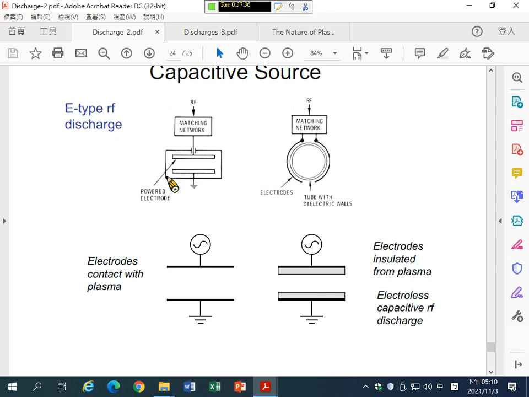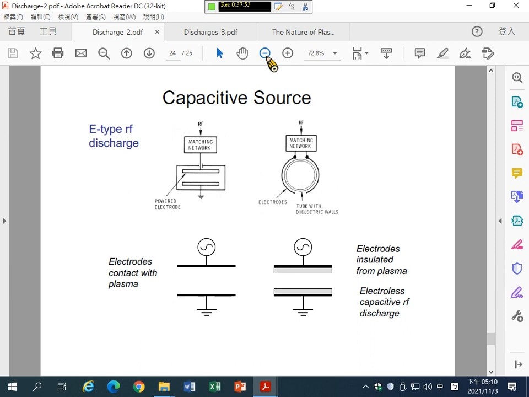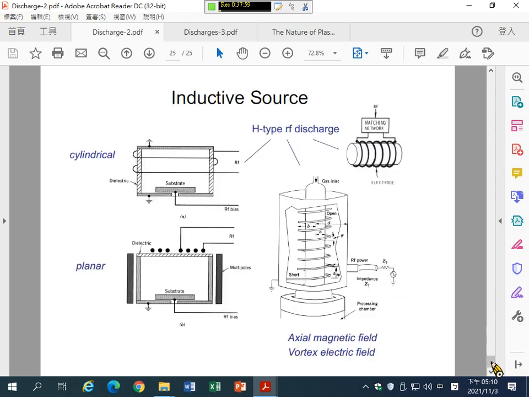Okay, and on the left side, the metallic electrode contacts the plasma, so it is the RF plasma with electrode. Okay, so basically, they are this type of capacitive discharge. You can use it for your system.